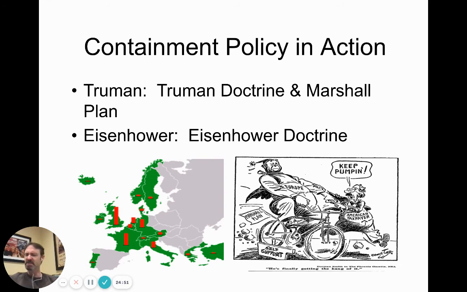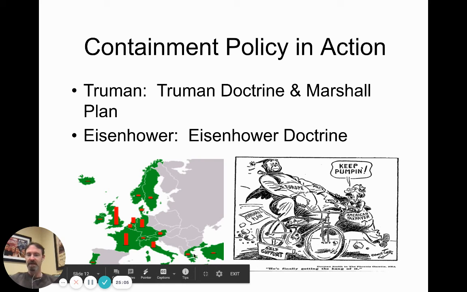So what is a doctrine? It's formally a statement. It's a position that you take. There's two countries, guys, that at this period of time, around 1947, were on the verge of falling to communism. One was Greece, which is right here. The other one is Turkey.